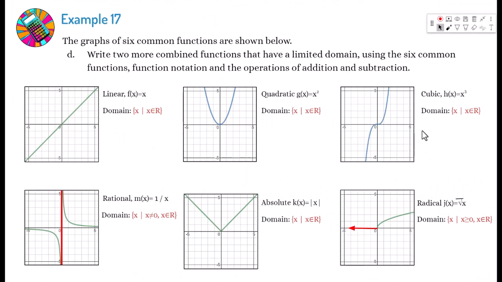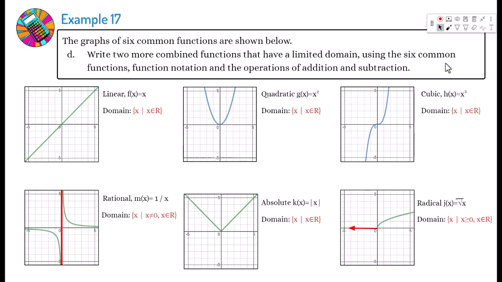Now this one, this is for you. I want you to write 2 or more combined functions that will have a limited domain using the 6 common function notations, and the operation of addition and subtraction. So give it a try.